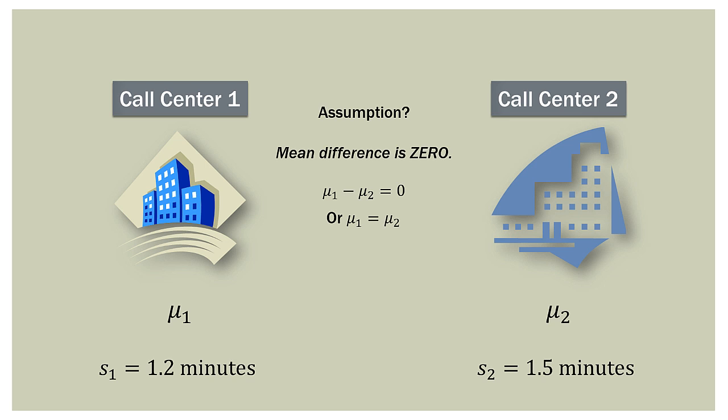So what is our assumption here? We're assuming that the mean difference is 0, that the difference between mu1 and mu2 is 0. Or we can say it another way. We're assuming that mu1 and mu2 are the same. That's kind of 2 ways of saying the exact same thing, but technically we write it mu1 minus mu2 equals 0.